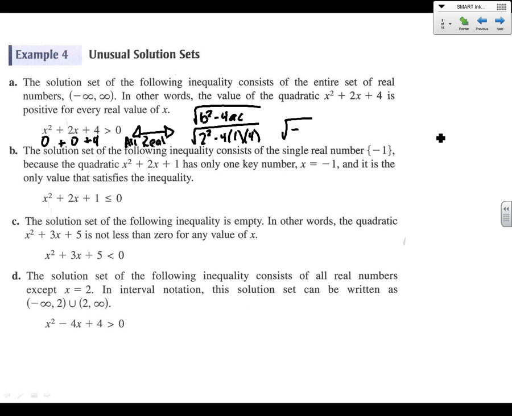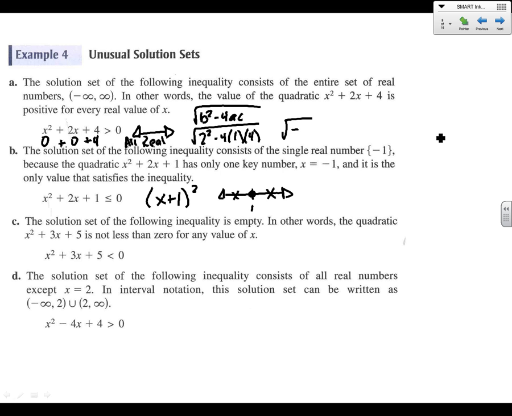Second odd one, B, the solution set here consists of only one number that works. If we were to factor this, we get x plus 1 squared. So on our number line, there's only one place to check, one number to check. If we check to the left, it doesn't work. If we check to the right, it doesn't work. But since it's an equal problem, right at the number is going to work. So 1 is the only number out there that works for this solution set.